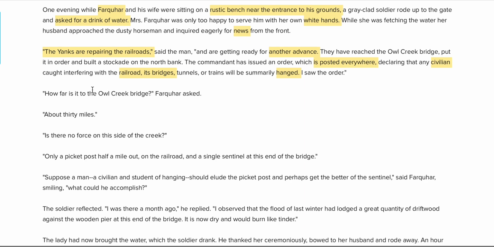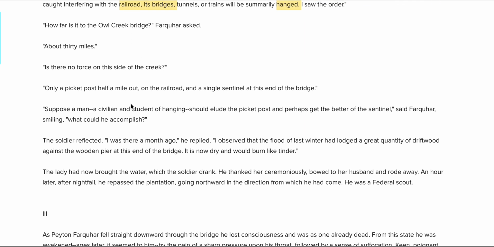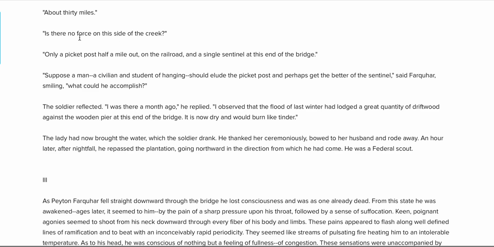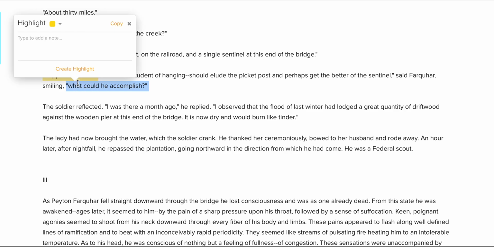Then he asked, how far is the Owl Creek Bridge? And then there is no force there. He had known this from the man. And then he had this idea, and we can tell that this is the reason behind the execution. Suppose a man, a civilian, and a student of hanging should have the idea of ruining this bridge.